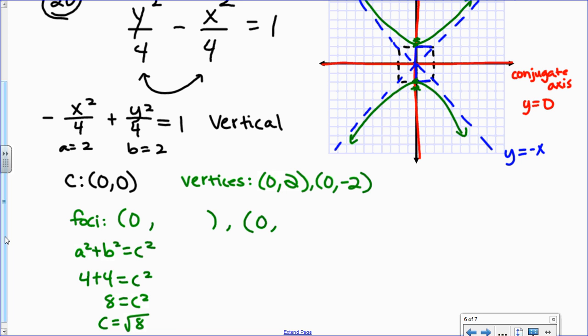Okay. Then I went up square root of 8. So from 0 for the y coordinate, I went up square root of 8, and then I also went down square root of 8. Technically, since that's just a 0, you don't need it there. But when it's not, you have to have that y coordinate of your center. So I'll go ahead and write it there.